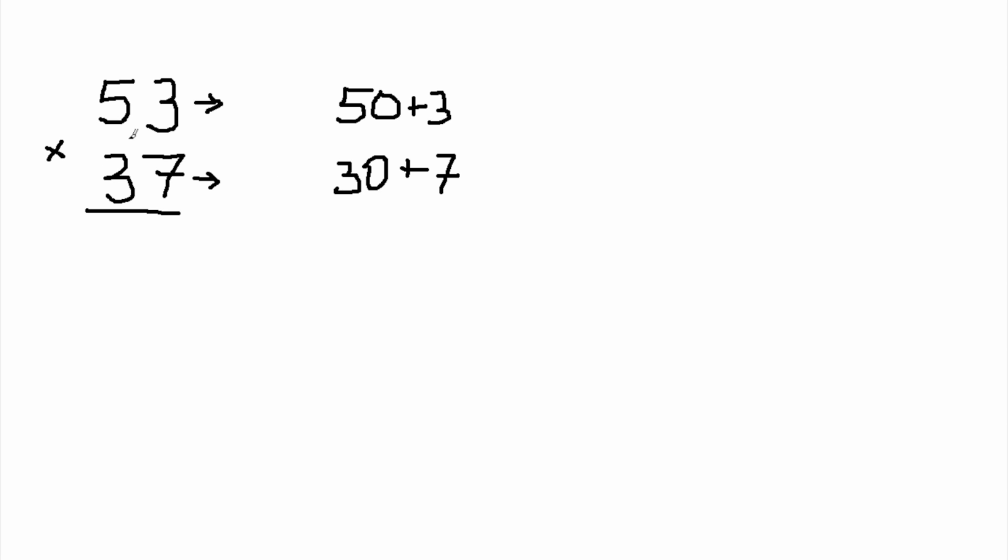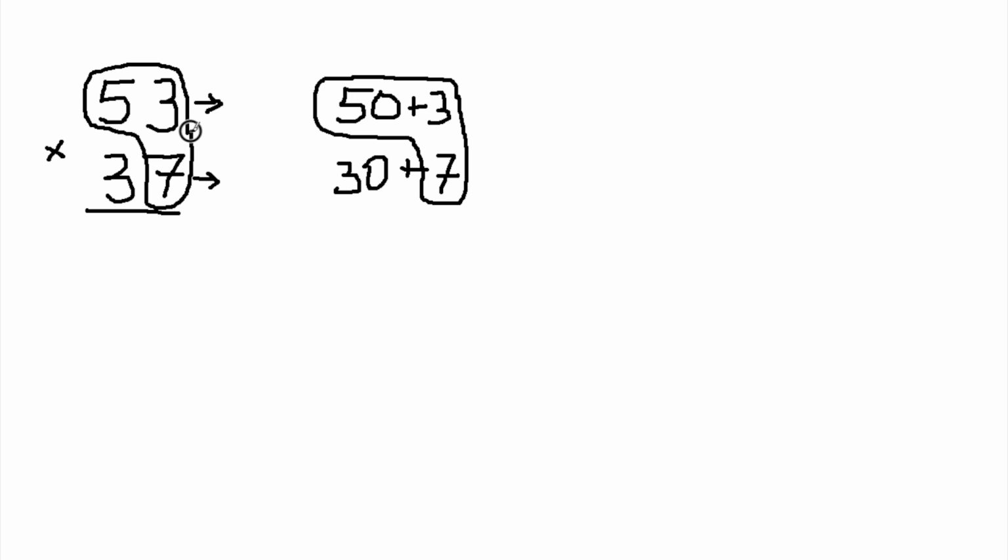So, the first thing you have to do is multiply 53 times 7, the ones place, okay? So, if we do that, 7 times 3 is 21. But now we have to carry the 2 to the tens place, because 21, the 2 is in the tens place, so that's why we put it there.